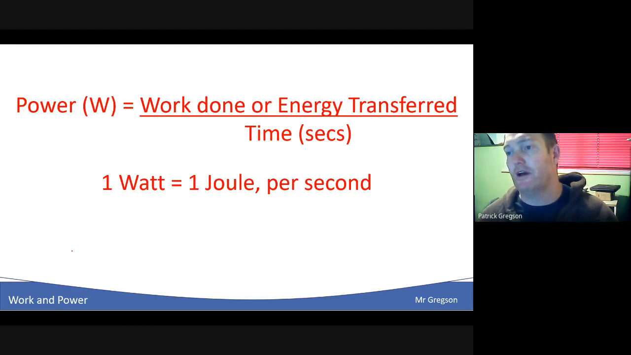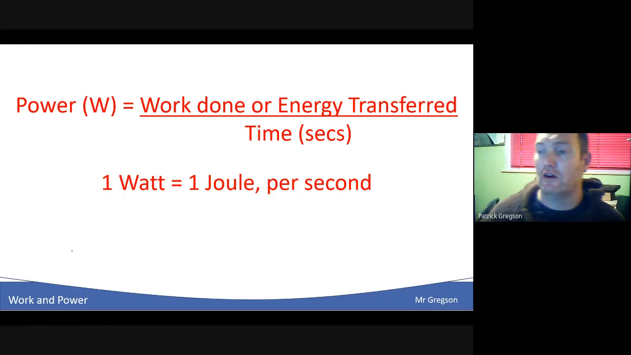So power is the rate of transfer. So we literally just take the amount of work done and we divide it by the time. And again, I alluded to this right at the start of the lesson, 1 watt equals 1 joule per second. Sometimes that's written as 1 J s^-1, or 1 joule per second.